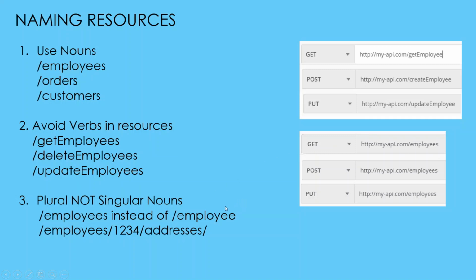The third point is you should use plural and not singular nouns. For example, multiple employees will be there in an organization, so that would be a collection of employees. So when you want to fetch a single employee, you can use a URI parameter as shown in the example, like employees 1 2 3 4. So always use plural noun, which says that okay, this is a collection of resources, and if you want to get a single resource, you can add a URI parameter, and that again acts as a resource.